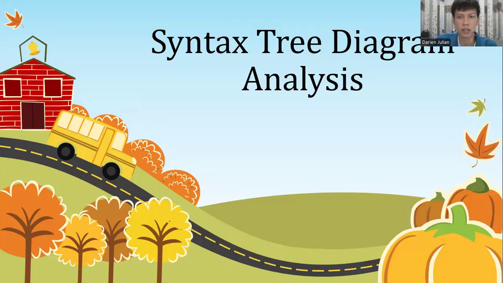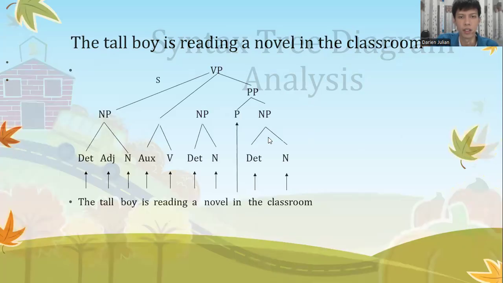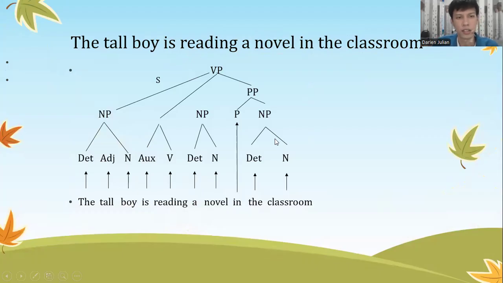Next is syntax tree diagram analysis. The first sentence is: The tall boy is reading a novel in the classroom. "The" is a determiner, "tall" is an adjective, "boy" is a noun. The tall boy is a noun phrase. "Is" is an auxiliary, "reading" is a verb.